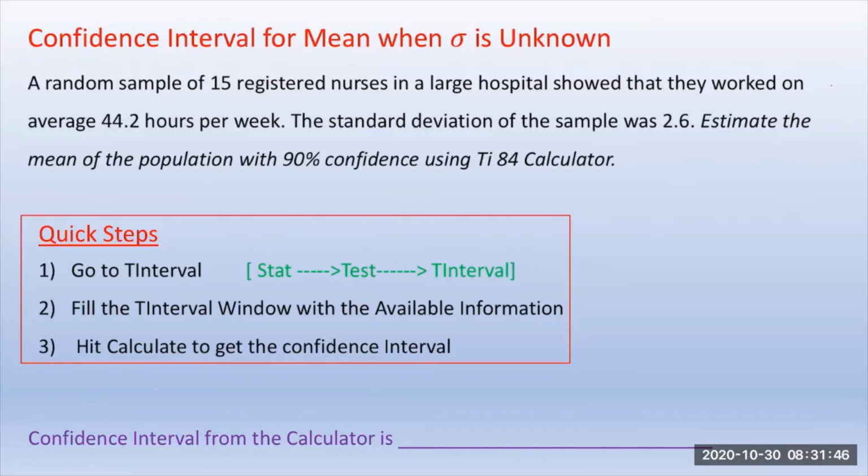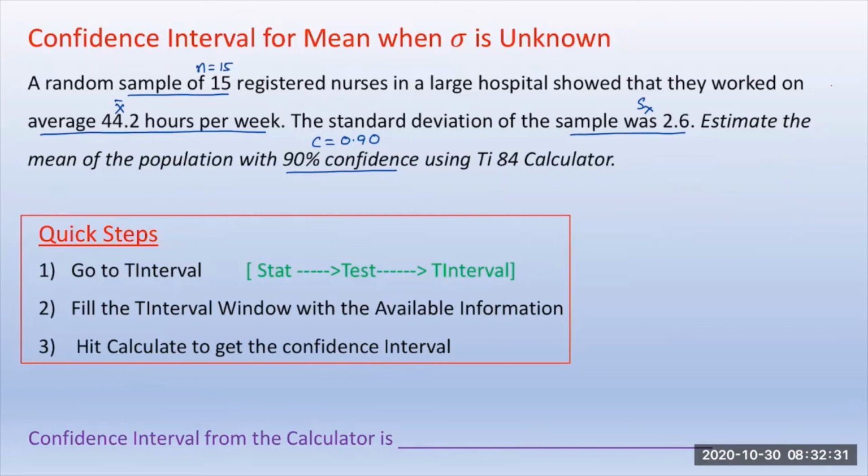A few important pieces of information are given here. Your sample size is 15, n equal to 15. The average number of hours they work per week is 44.2, and the standard deviation of that sample, which is Sx, is 2.6. Also, they have given the confidence level 90%, so C equal to 0.90. In order to construct the confidence interval when sigma, the population standard deviation, is unknown, you know that this is going to be the T interval, because the sampling distribution will follow the T distribution.